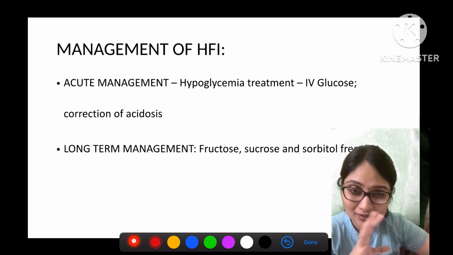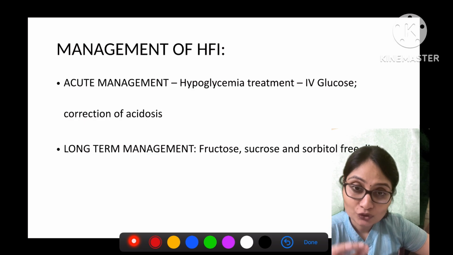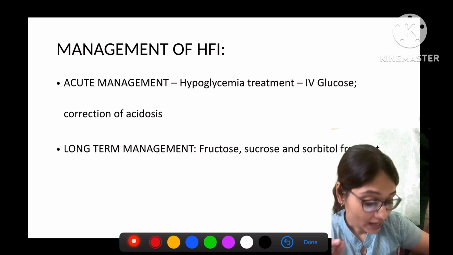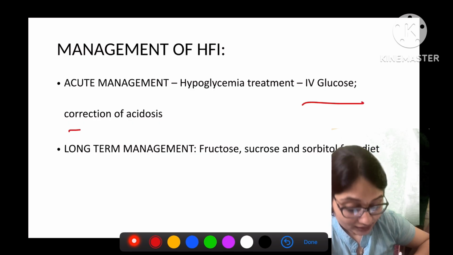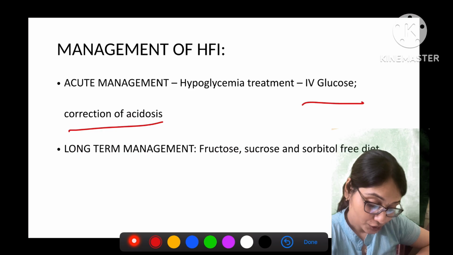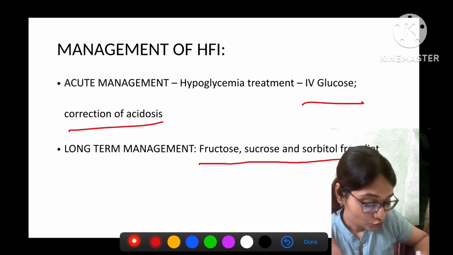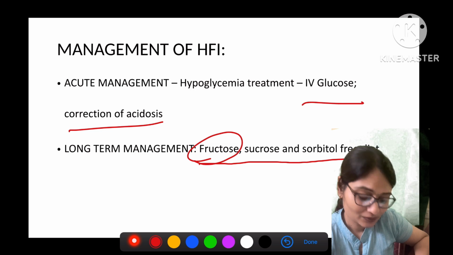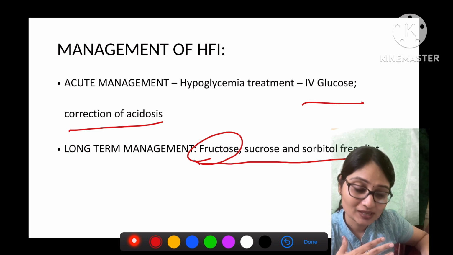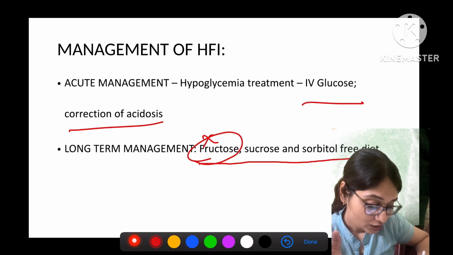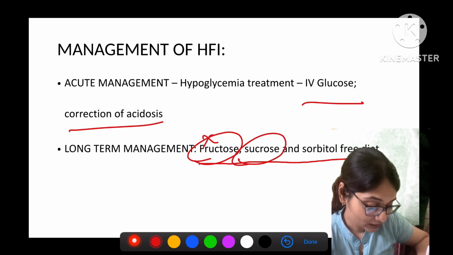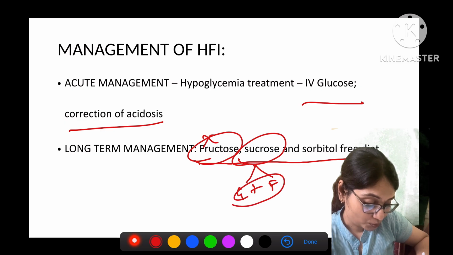Okay. And acute management comprises managing all the crisis. Hypoglycemia is a crisis state, right? So you first have to address the hypoglycemia by giving IV glucose, and you'll have to correct the acidosis as well. Long term management involves a fructose, sucrose, and sorbitol free diet. A fructose free diet is very much okay, it's like saying it outright: fructose metabolism is at fault, so do not give fructose. So why a sucrose free diet? That's also very evident, because sucrose is made up of glucose and fructose. So sucrose also should be avoided.